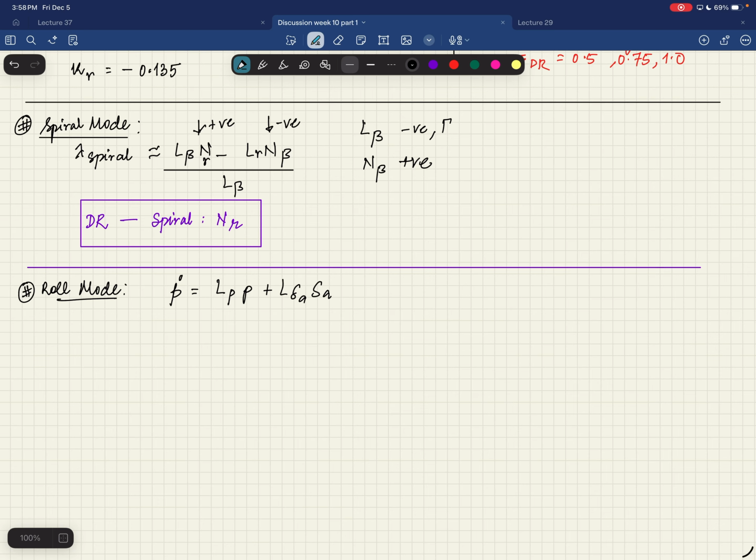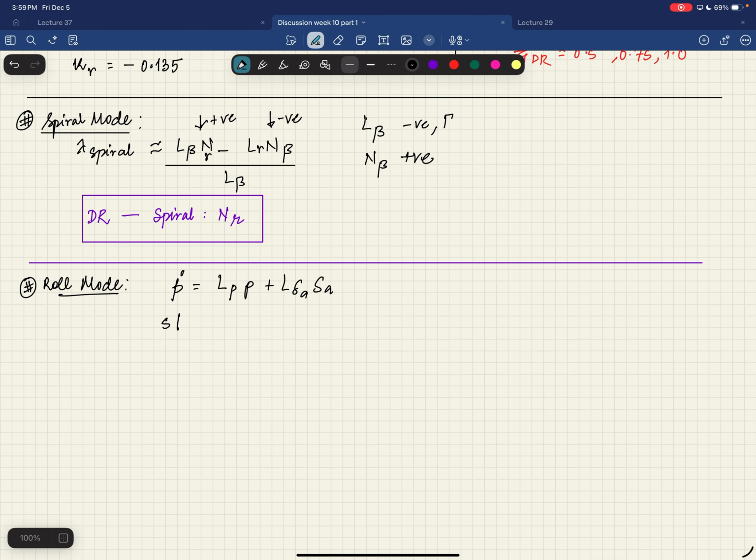it's on the screen. The eigenvalue of the roll mode is on the screen, not the value but the factor. Exactly, it's L_P. You take the Laplace transform of this differential equation. This is the input, right? So if I take the Laplace transform, I will have sP(s) equals L_P P(s) plus L_deltaA deltaA(s).